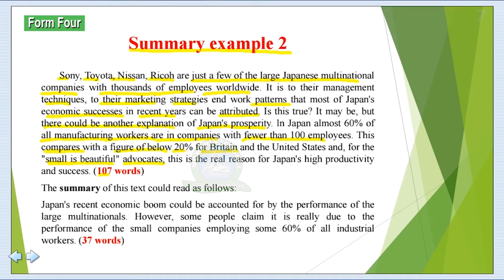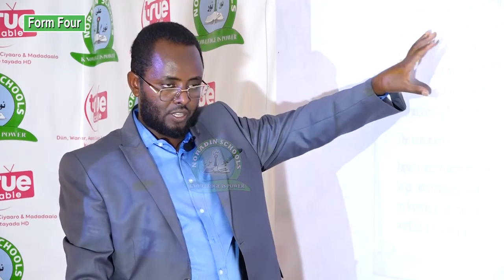this is an advocate. This is the real reason for Japanese high productivity and success. So this is 107 words, and it's a long text. It's the original passage. So this is the summary, 37 words.